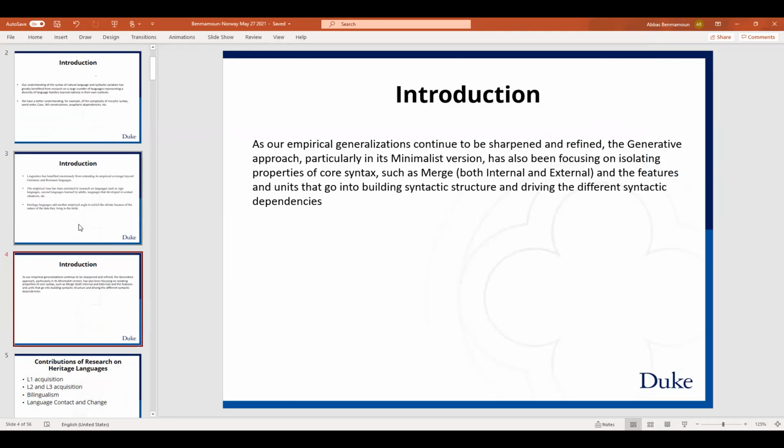At the same time, as we continue to sharpen the empirical generalizations, the generative approach, particularly its minimalist version, has been focusing on the model itself, sharpening that model itself. What do we mean by core syntax, for example? What are the core areas that we cannot do without, for example, to account for syntactic generalizations, the ones that I mentioned earlier? For example, the combinatorial system, let's call it merge, both internal, let's say, for example, movement operations, where you expand the phrase marker by using what you already have in the phrase marker, or external, where you bring in something else to expand the phrase marker. And the features and units that go into building those syntactic structures, and drive syntactic dependencies, the relationship between different positions and elements within the phrase marker. So at the same time, there is this parallel track of trying to refine the model further.